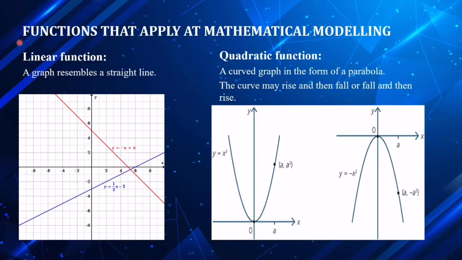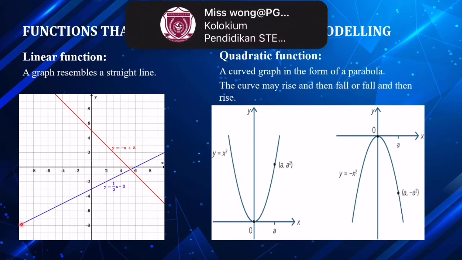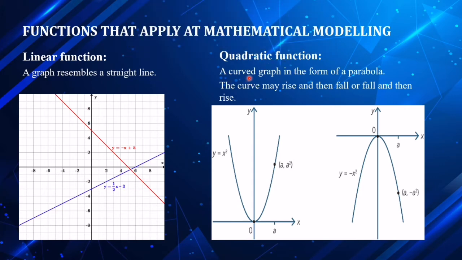Before example 2, I will explain two functions that apply in mathematical modeling. The first one is the linear function. The graph resembles a straight line. Like this picture, this line is a linear function with a negative gradient, and this line is a linear function with a positive gradient.